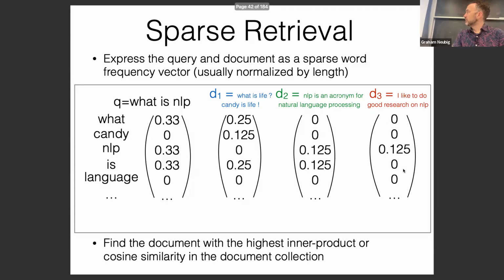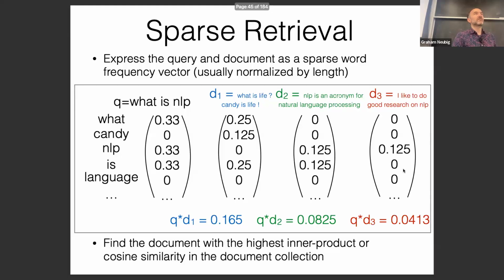So based on this, what we can do is we can find the document with the highest inner product or cosine similarity within that document collection. And if we do this, the first one is 0.165. The second one is 0.0825, and the last one is 0.0413. So does this seem like a good solution? Not really, right? Because the first one's about candy, and we want to learn about NLP, not candy.